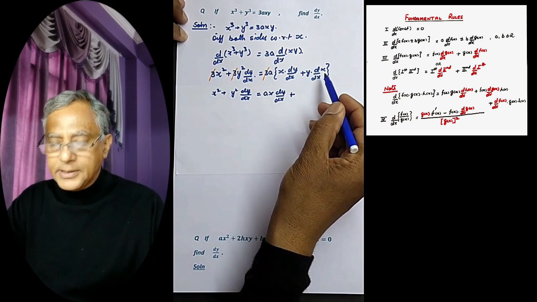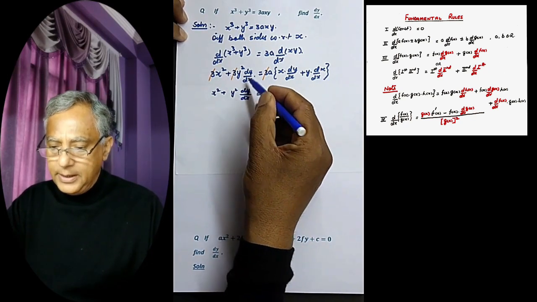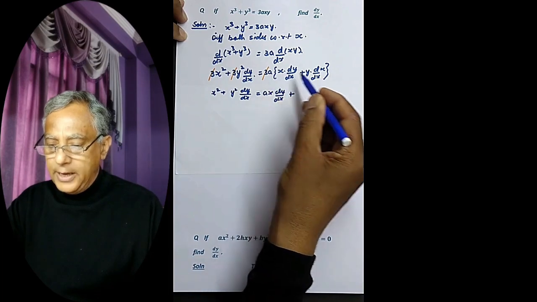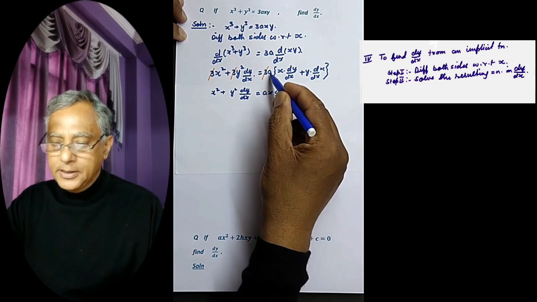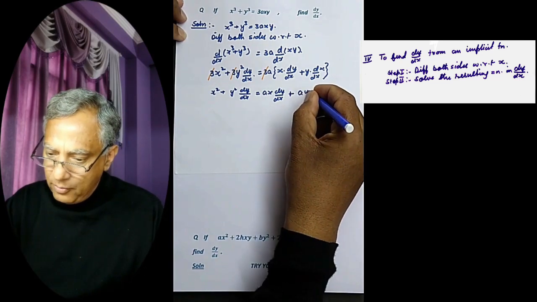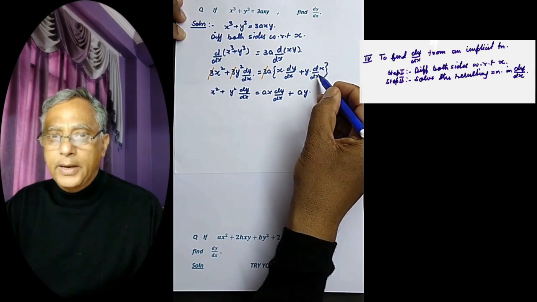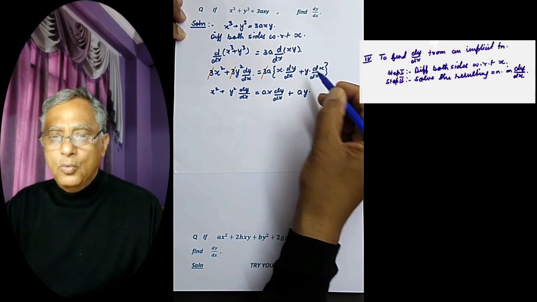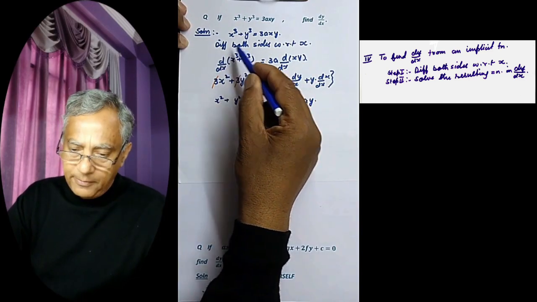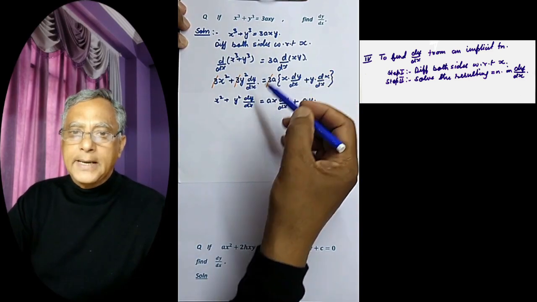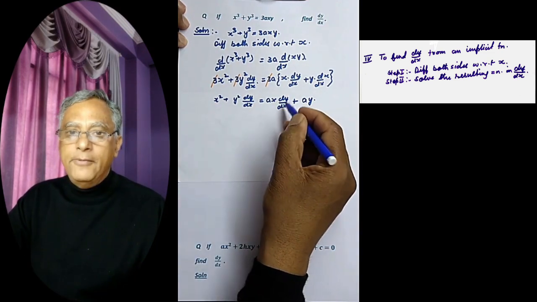Now these three cancel throughout, and we are left with x square plus y square dy by dx is equal to, opening this bracket, ax into dy by dx plus ay into dx by dx, which is 1. We have completed the first step, that is differentiate both sides with respect to x, and the second step is solve the resulting equation for dy by dx.